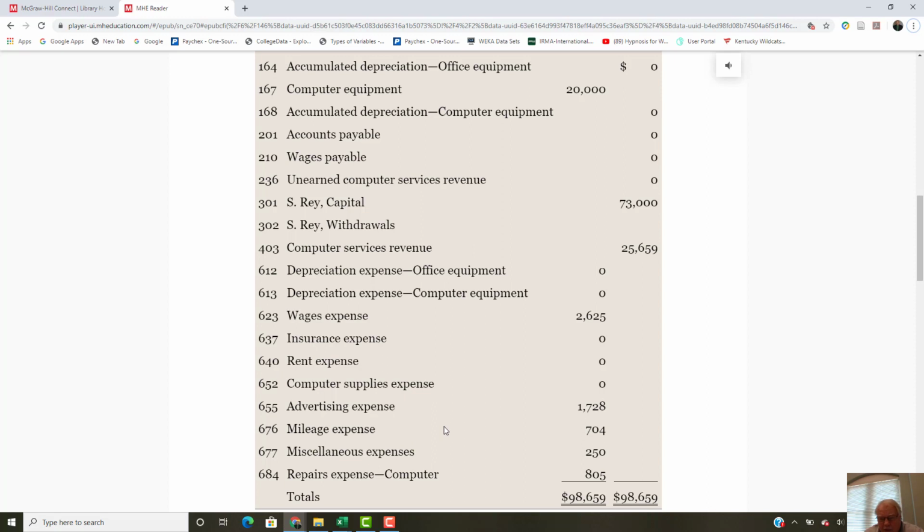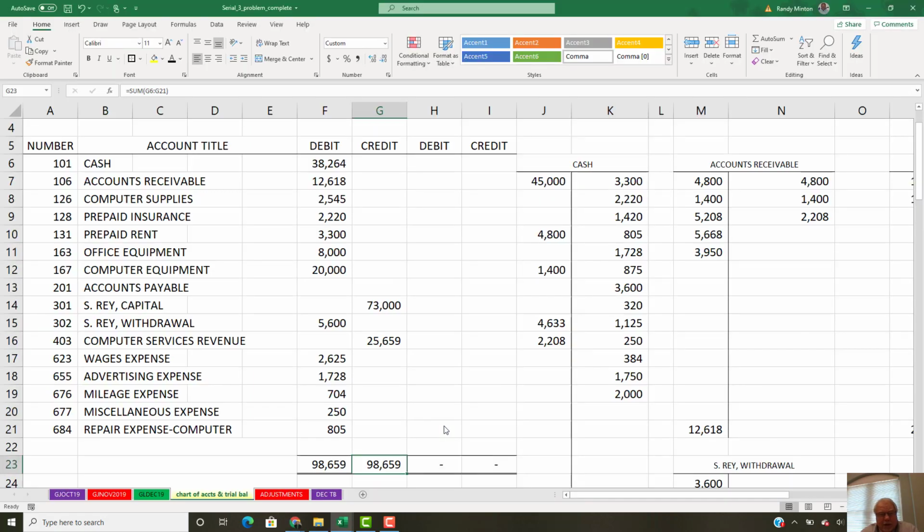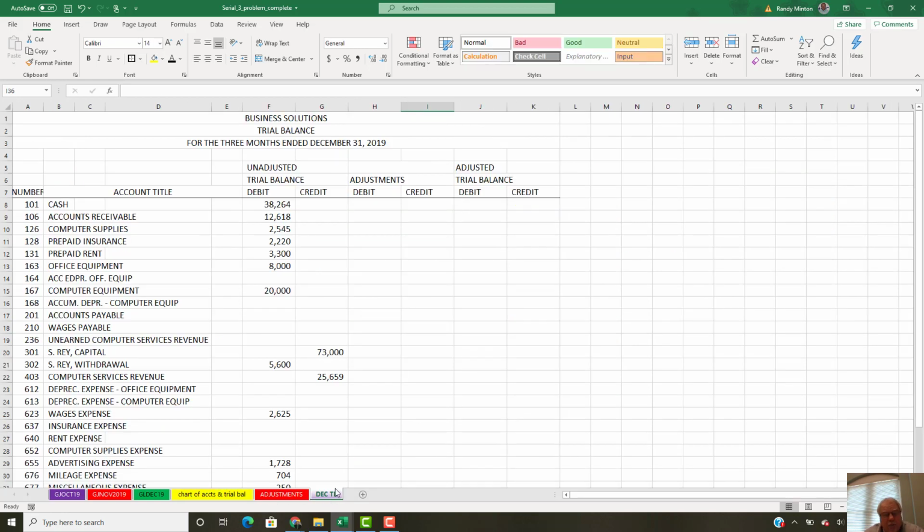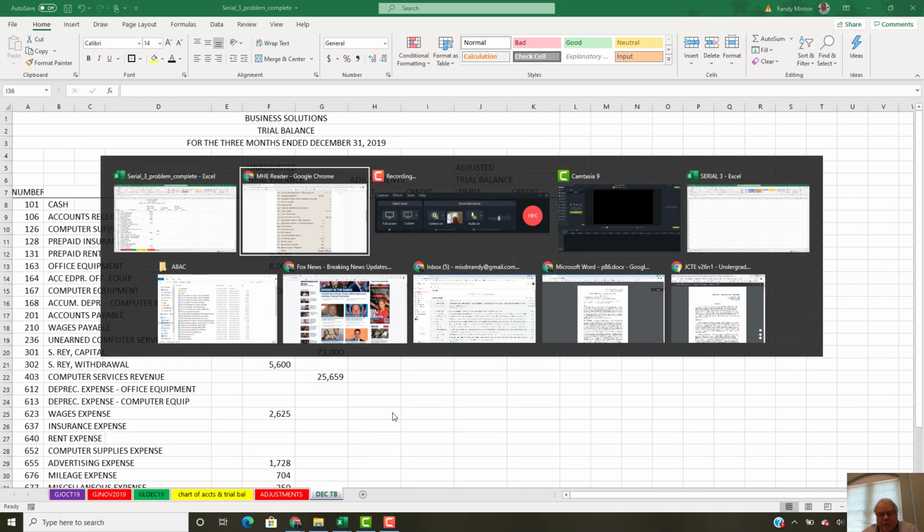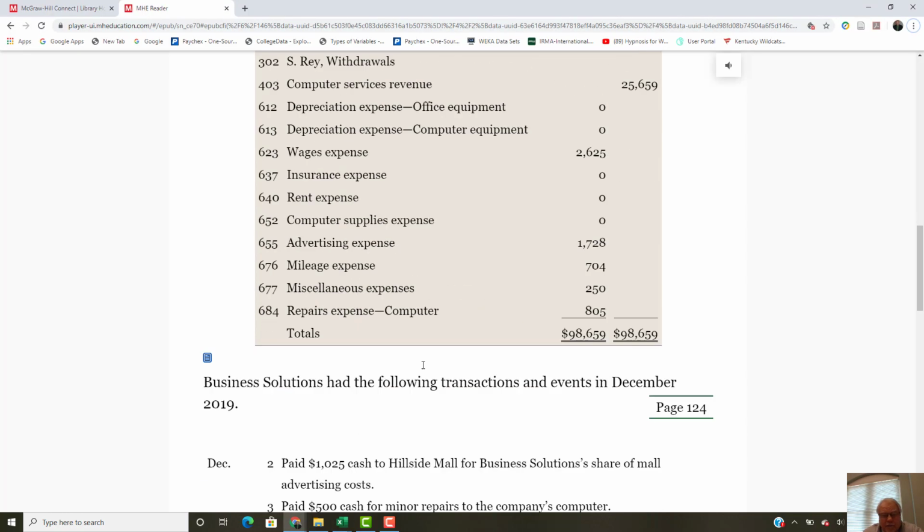But when you get into a manufacturing business, it can become much more complex. Okay, so let's go back over here to our trial balance and our ledger. And now let's take a look at the entries that they want us to do. And I guess I could flop back over to this for a second.